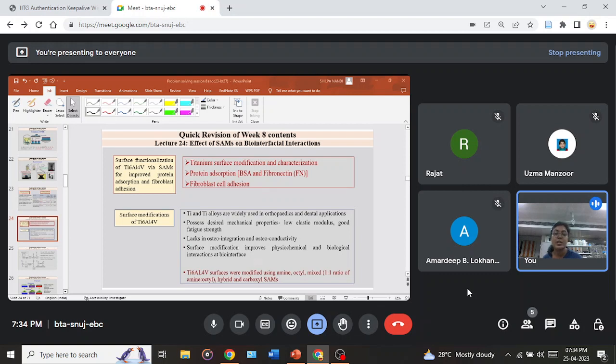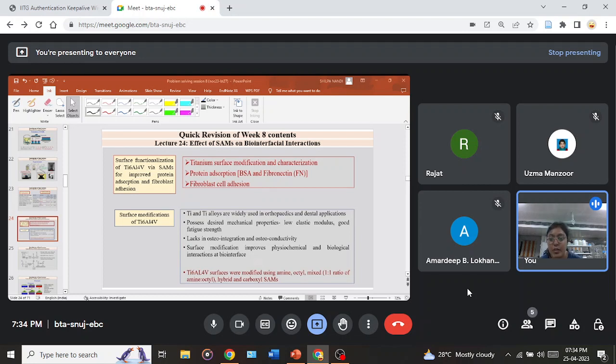So why do we do this surface modification of titania? This titania and titania alloys are actually widely used in orthopedics and dental applications. So it possesses desired mechanical properties like low elastic modulus, good fatigue strength, but lacks osteointegration and osteoconductivity, and the surface modification improves physicochemical and biological interaction at the biointerface. So at the end of the day, what do we basically focus on? The biocompatibility, if we are going for orthopedic or dental applications using such kind of surface modified surfaces, right?